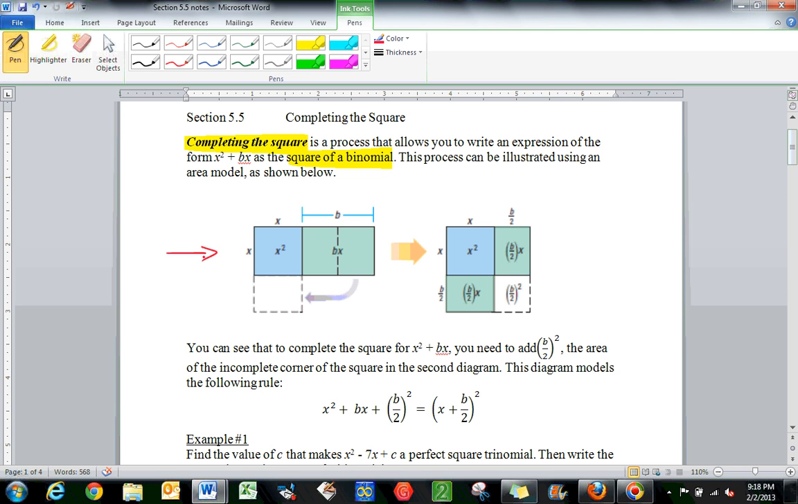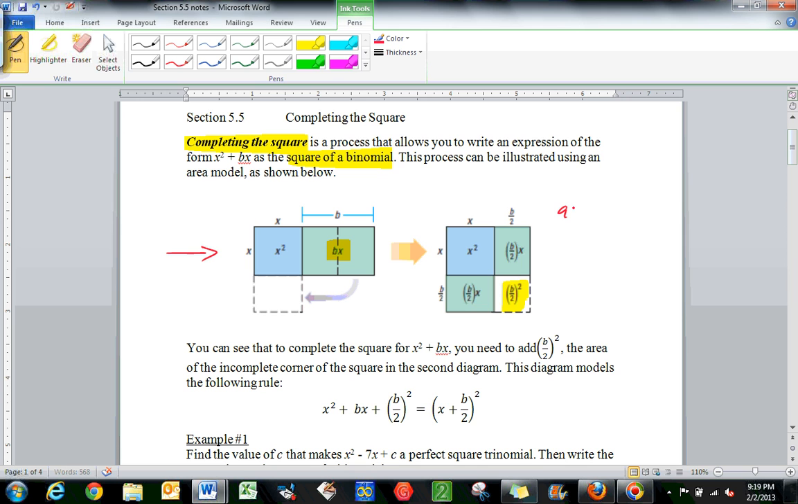Now if we decide to split up the bx portion, you can see that we split this portion and bring it down below, and it creates this kind of incomplete box, or if you will, an incomplete square. When we split the bx, we can write that as a fraction of b over 2 times x. What we want to do is find what value actually completes that square.